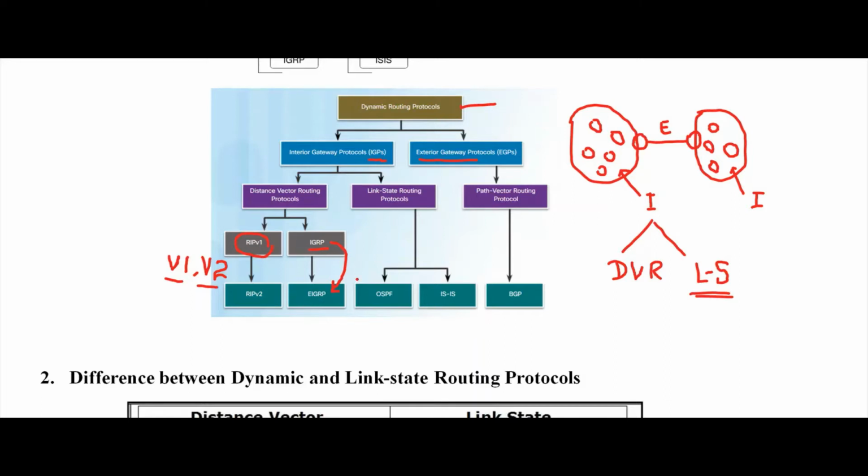Then if you go for the link state routing protocols, what are the examples? OSPF is an example, and IS-IS is an example. Now, if you go for the exterior gateway routing protocol, we have only one type, called path vector routing protocol. For path vector routing protocol, the example is BGP, Border Gateway Protocol.